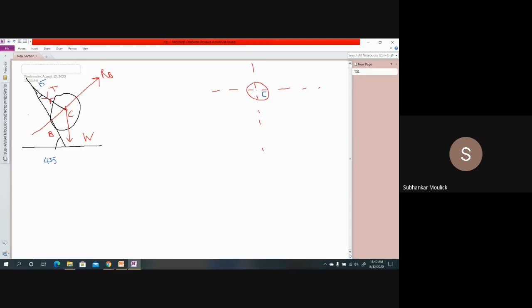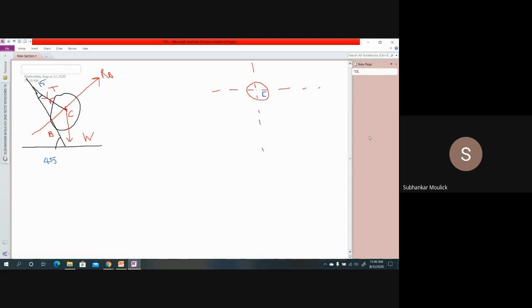In this question, which one is my common equilibrium point? The center of the roller. Central. That means that is nothing but point C. And you see, I have drawn the FBD in such a way that all the forces are either originating or terminating at point C. Clear? Okay.